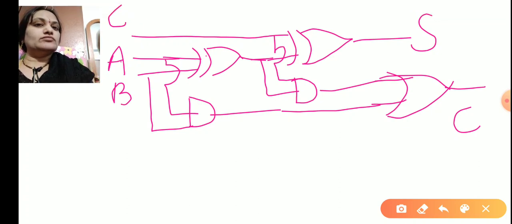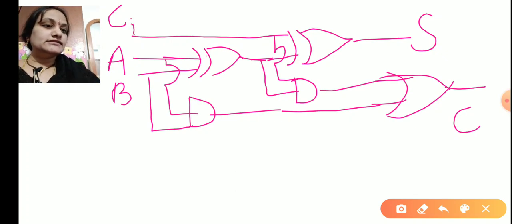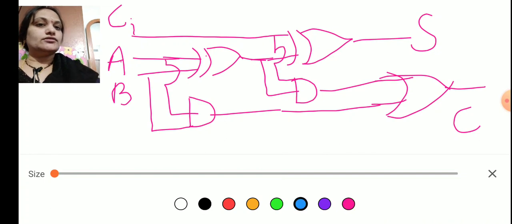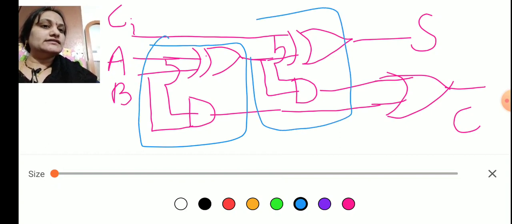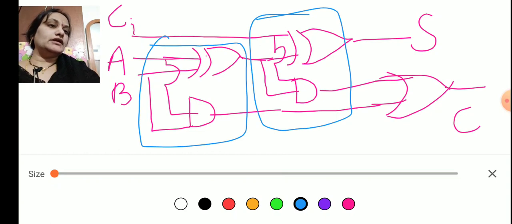You see here the symbols at input C and output C. That is why we indicate the C at the input as CI. So here we can observe that this is the first half adder and this is the second half adder. You just remember how to draw a half adder. If you draw a half adder, then you can easily draw the full adder like this.